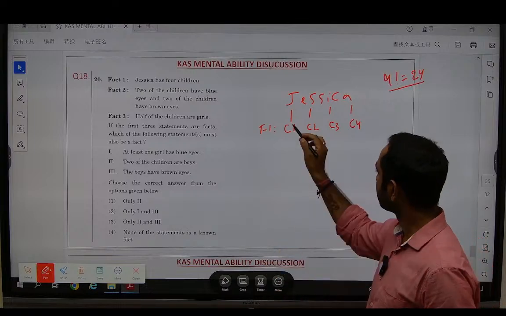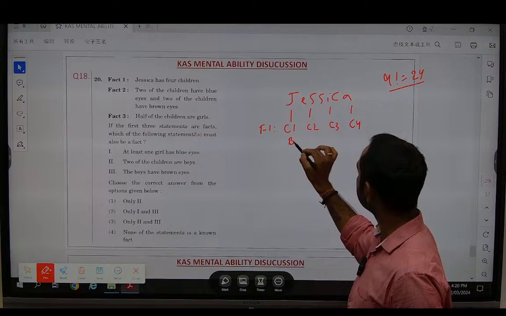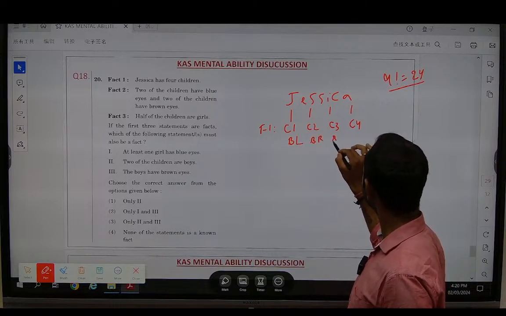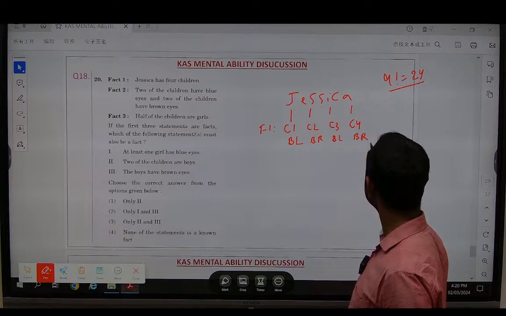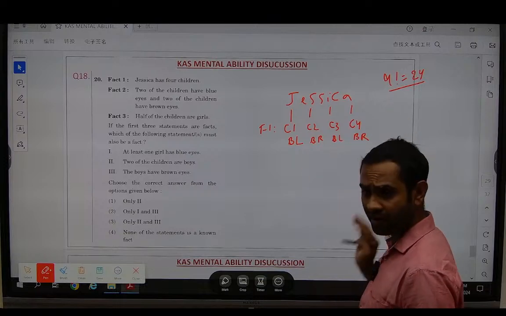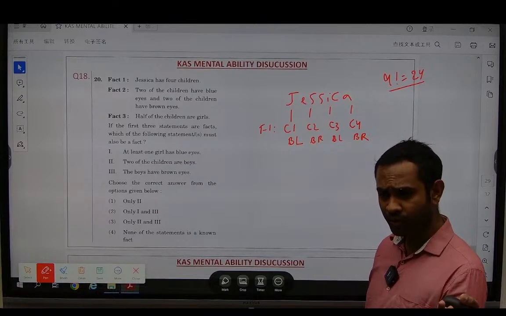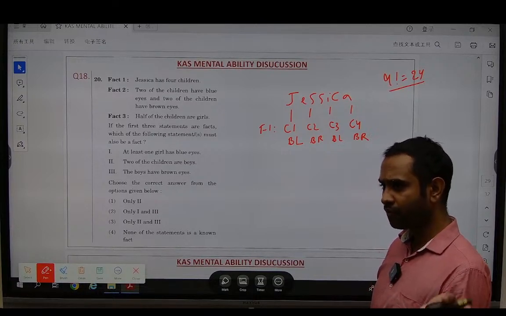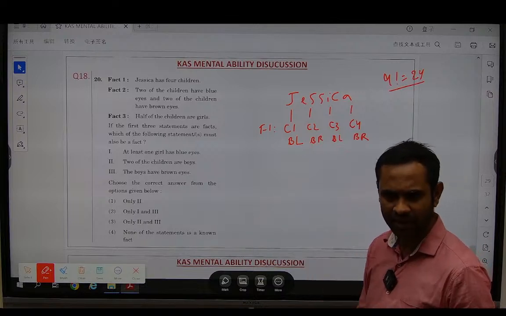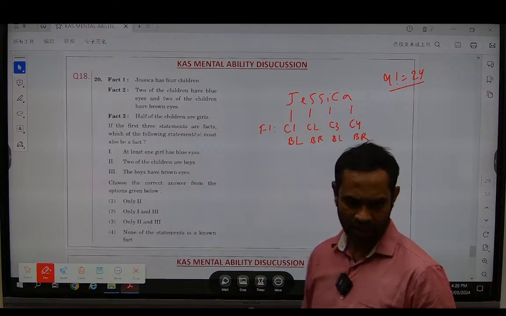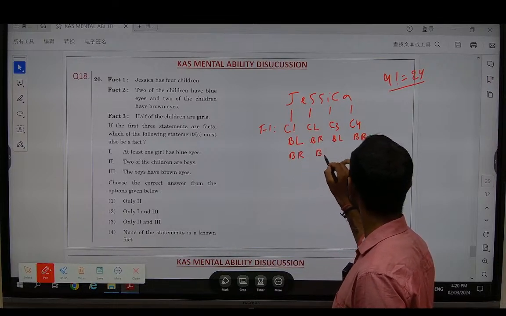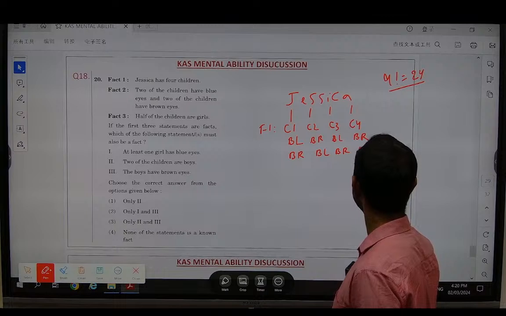See, there might be a possibility that C1 will have blue eyes, then this will be brown, then this blue, then brown, right? So this is 24 divided by 2 into 2, so it will be 6. There will be 6 combinations for these blue and brown eyes, right? But anyone can have either. So this is fact 2.